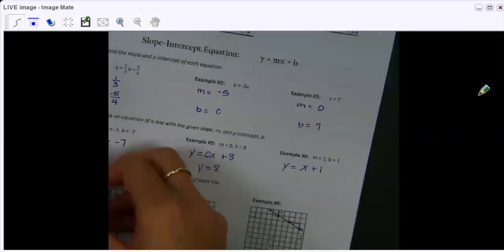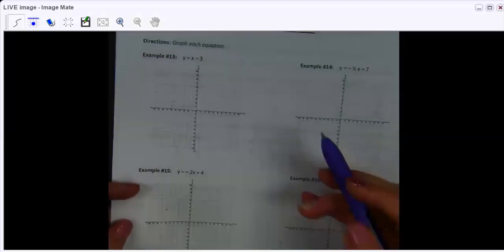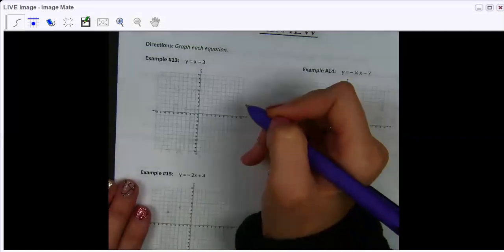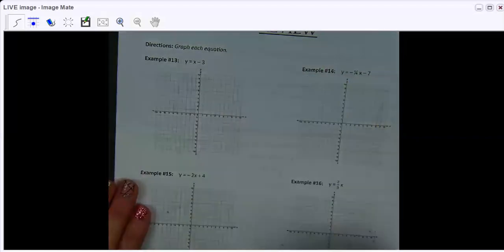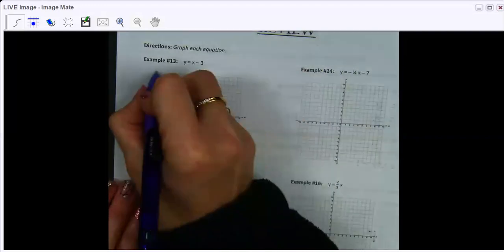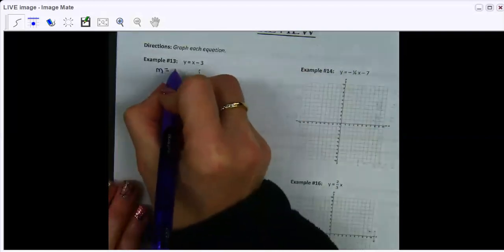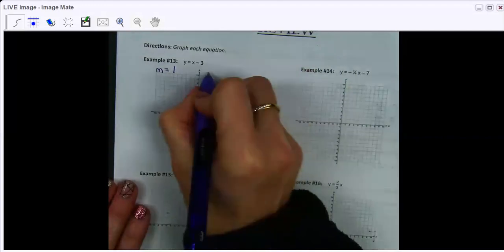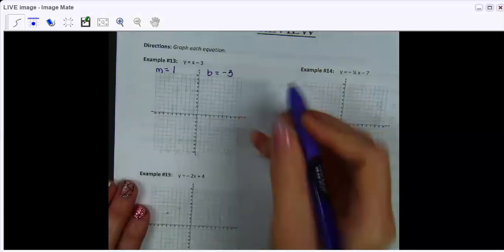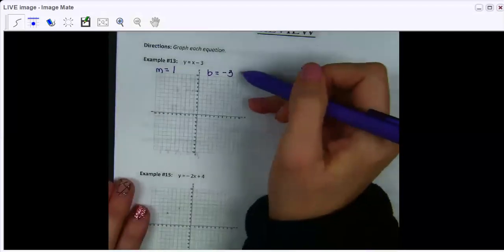Great. Let's move to the back of 3-3. These are just simple graphing equations. You always want to plot your y-intercept first and then graph your slope. So if we look at this first equation, what is our slope? 1. And what is our y-intercept? -3. So let's plot our y-intercept first at -3.